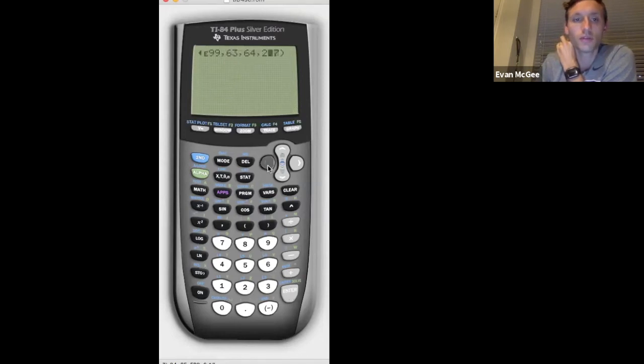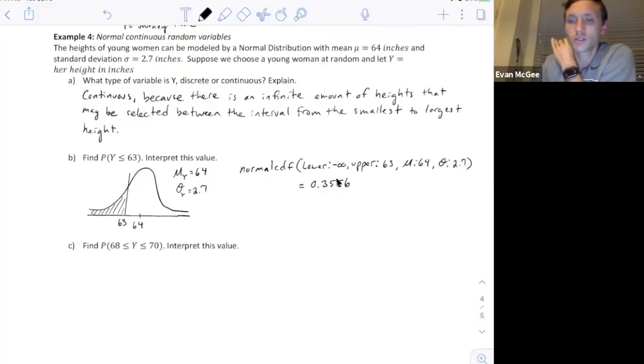If you don't have the wizard like I just had there, then you're going to have to actually type it in with commas separating each of these values. Hit enter. So the probability is 0.3556. Interpreting what this means, the probability that a randomly selected young woman has a height less than 63 inches is about 0.3556.